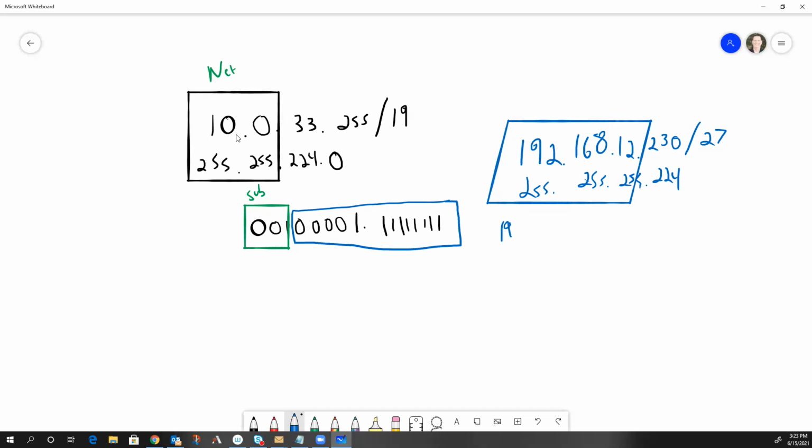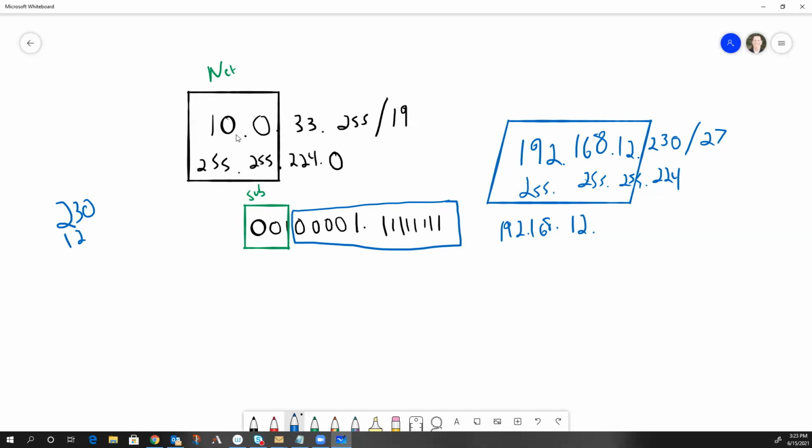So 192.168.12 is going to fall through. I can basically ignore that because I know that's going to fall through. Now let's convert 230 to binary. What's the method for conversion, by the way? What's the method if I want to convert a decimal to binary? So I got 230. Yeah, subtract.